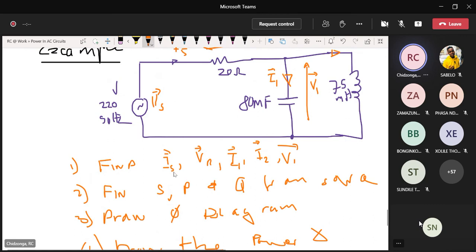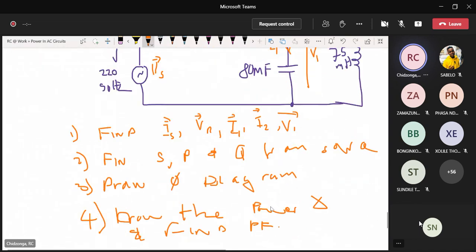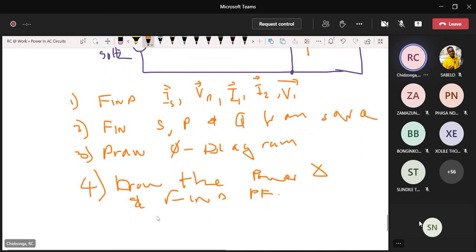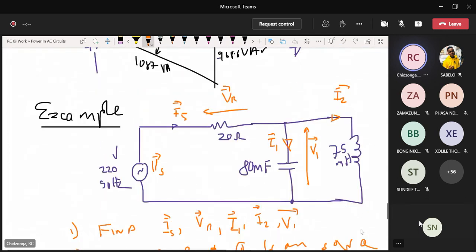So find those parameters, those voltages, then find P, S, P, Q, draw the phasor diagram. That sign is phi, stands for phasor diagram. Then lastly, draw the power triangle and find the power factor. That's your practice question, right?